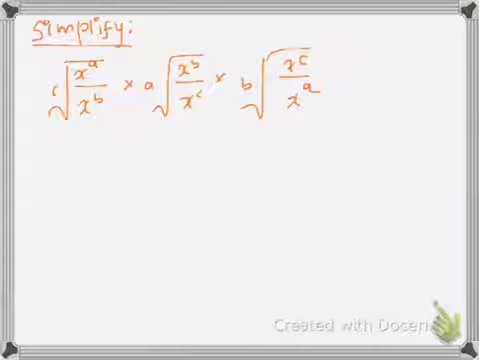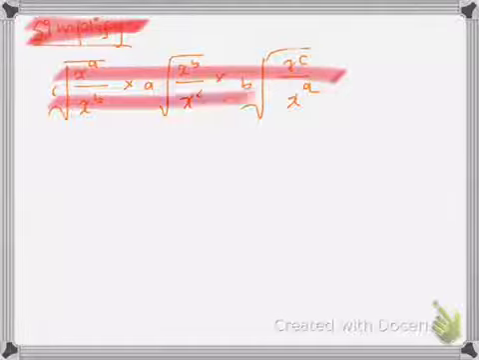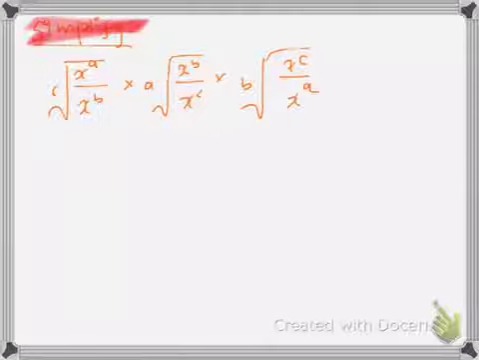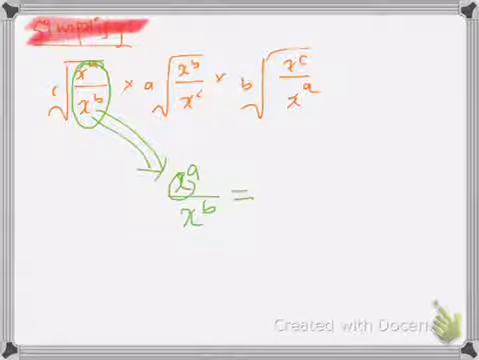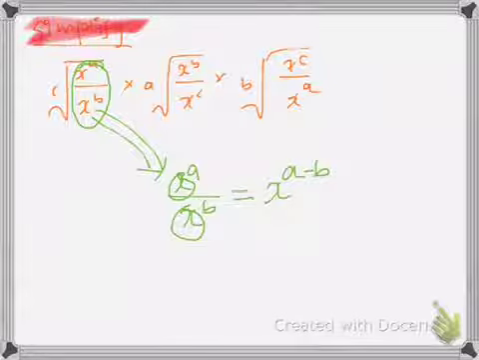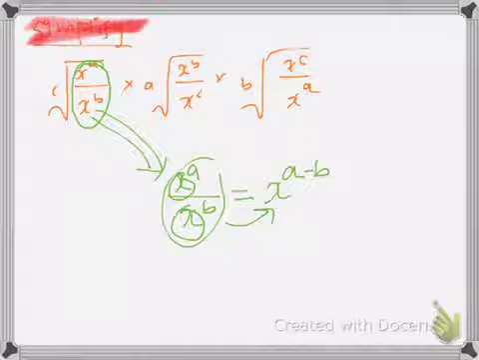Hello, let's try to simplify another question from exponential equation. This is our question. We can see our first term inside the root is x to the power a divided by x to the power b, and according to our law of indices, we know that since the bases are the same, which is x, we can just subtract the powers if it's in this form. So we can write this as x to the power a minus b.